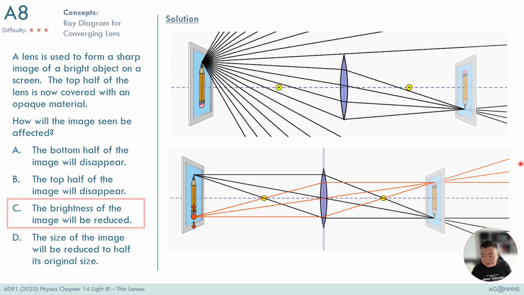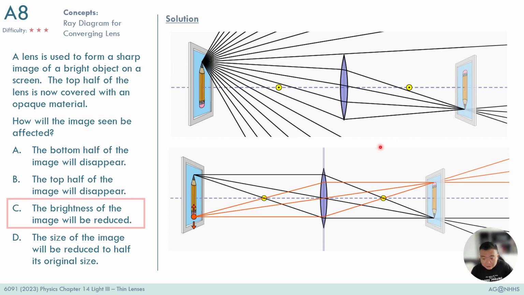So over here, I've shown you a few screenshots from the applet, and these are all the light rays that come out from, say, the top of the object, and after passing through the lens, of course, refraction happens, and there's some bending, and we get the image to be focused at this point over here.